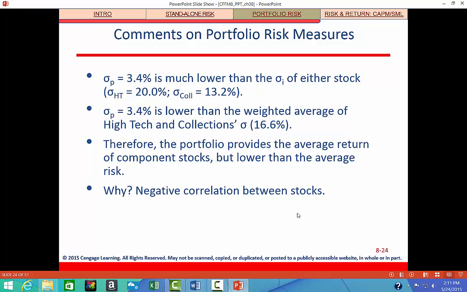Well, the reason why is that, remember, high tech's returns moved positively with the economy, directly with it. When the economy went up, its returns got better, whereas collections had a negative correlation with the economy. When the economy did better, it did more poorly. So those two stocks are negatively correlated with each other, they move in opposite directions based on the economy. And when you combine two things that are negatively correlated, you'll get a much lower standard deviation and risk reduction benefits.